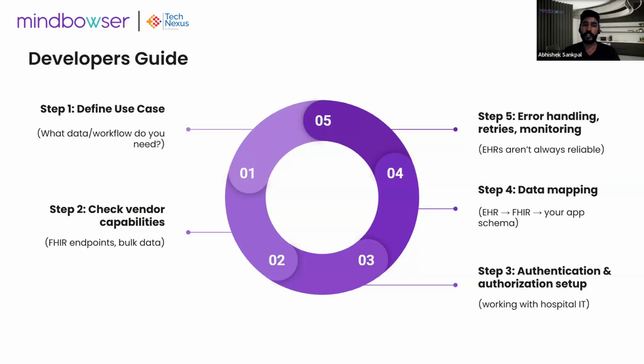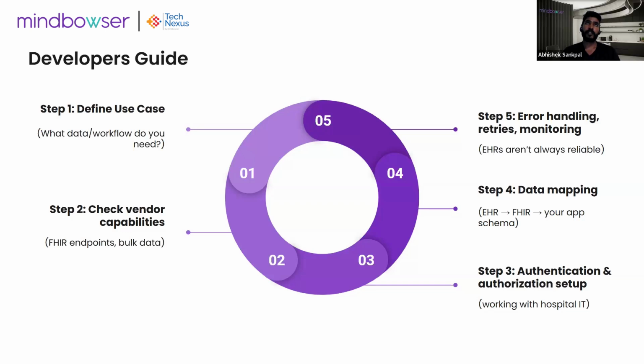The second one is checking vendor capabilities. Now our business goals are clear, so we need to check whether our vendor supports the data we want from the EHR. Different vendors support different types of data. Some support HL7 v2, there are many legacy systems that only support HL7 v2, and some only support FHIR. I have worked with one client in the past who used one EMR that would export data into CSV. So we have to check with our vendor what kind of data they can provide to us.